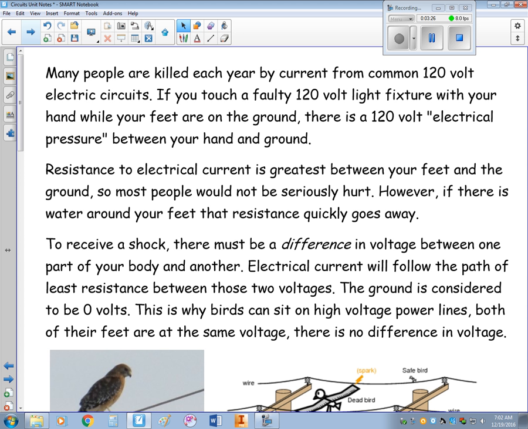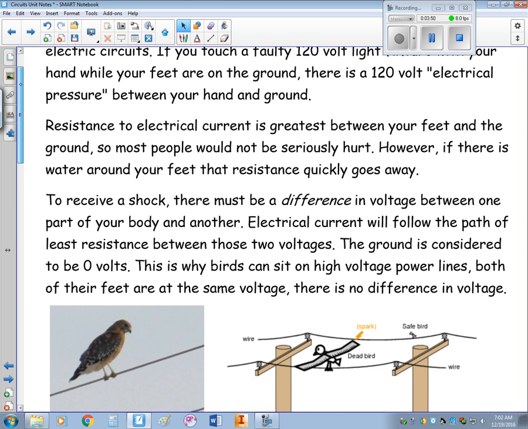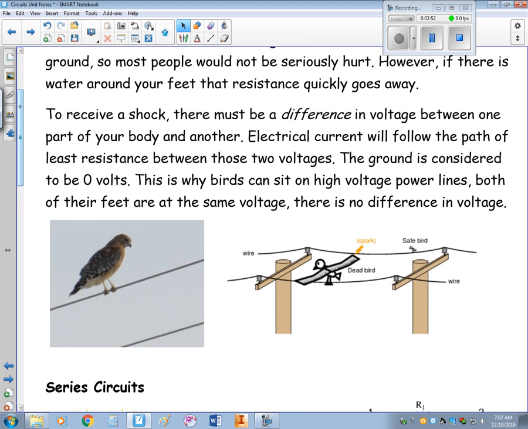But if there's water around your feet, let's say you're in a bathroom and there's some water on the floor, that resistance quickly goes away. Another thing, as electricity starts to pass through your body, your skin's resistance breaks down and becomes less resistive. So it's kind of a cascading or chain reaction like effect. Once you start getting a shock, it can become very damaging very quickly.